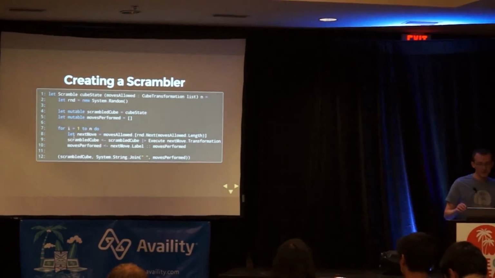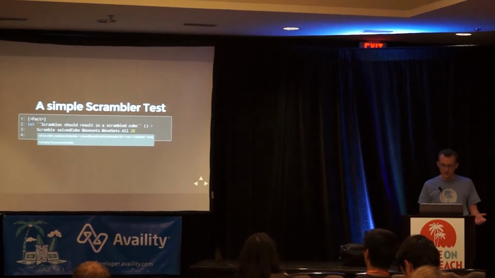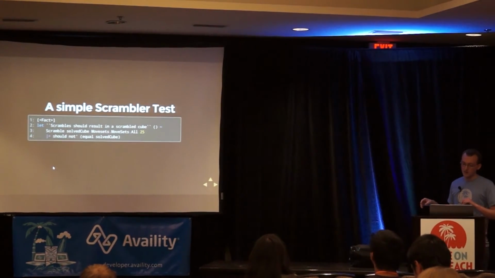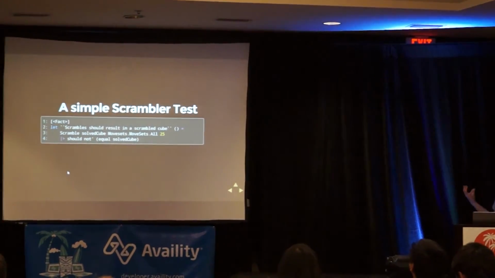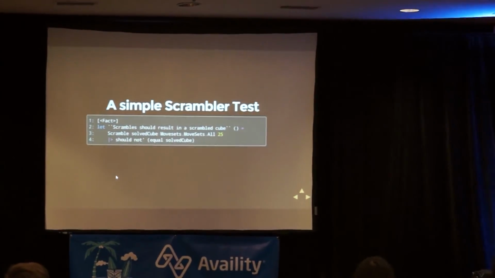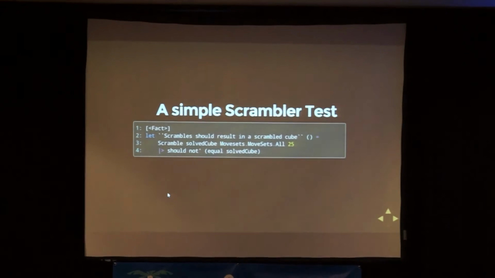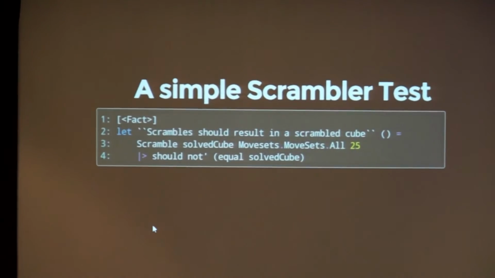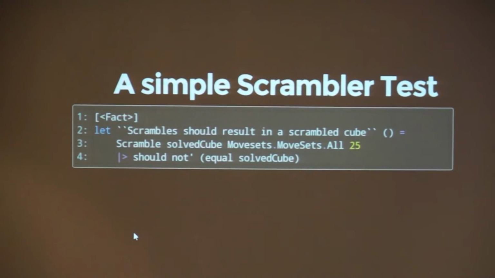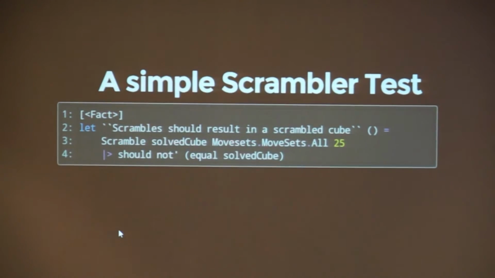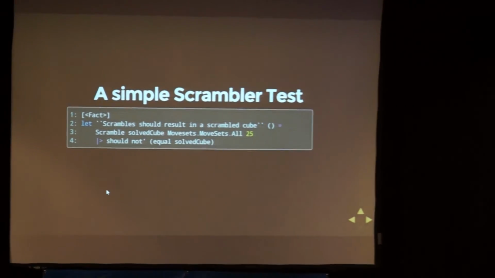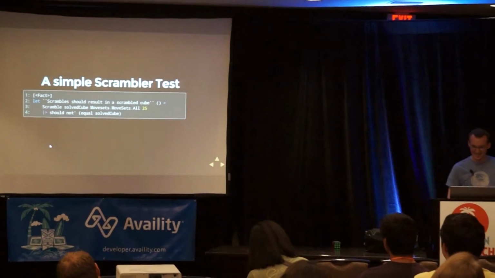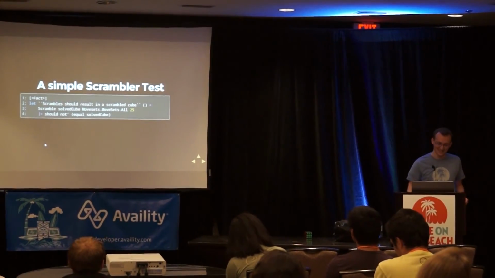So, very basic scrambler, and I want to make sure that it works, of course. So I'm just going to take the scrambler, and I am going to give it a solved cube. I'm going to apply 25 random moves out of that set of 18 moves. I'm going to do it 25 times. I just want to make sure that it's not solved. There's a chance that it could be solved. I mean, if the scrambler just went like this back and forth randomly, then it could be solved, but very unlikely. So this test will mostly pass.